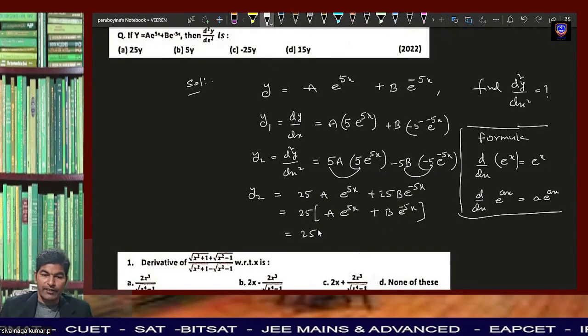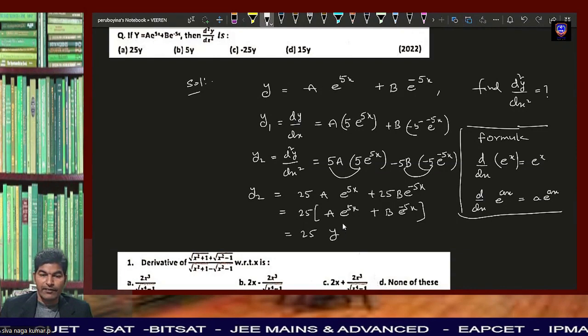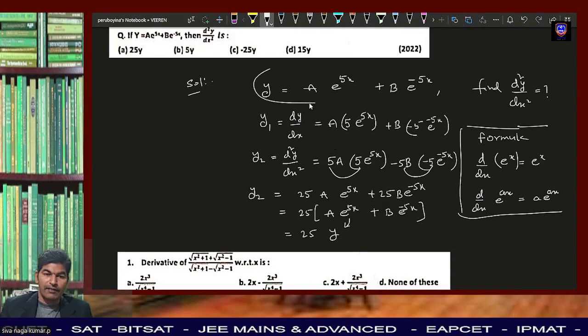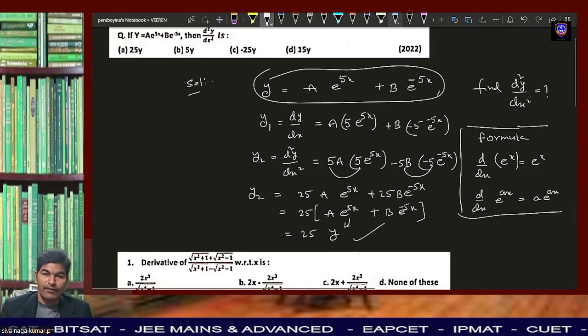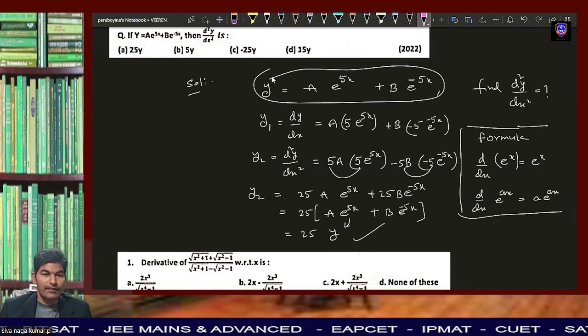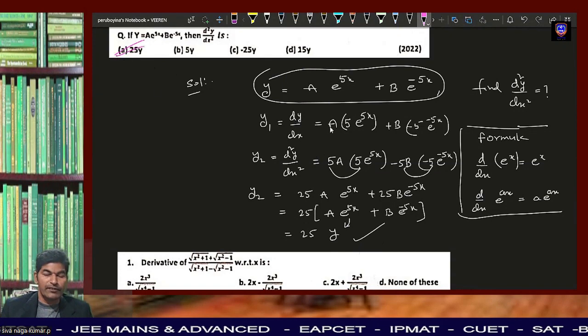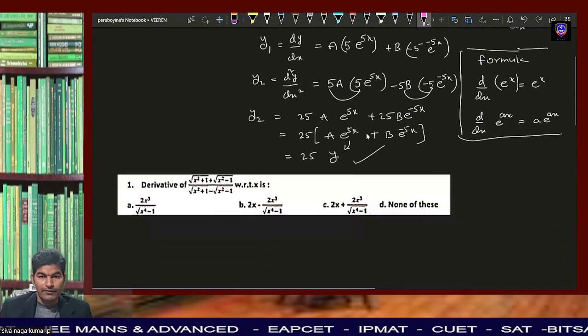So simply you can write this as y, because this is all y, right? So this is the answer, 25y. Which option is correct? 25y, option A is correct. Got it?